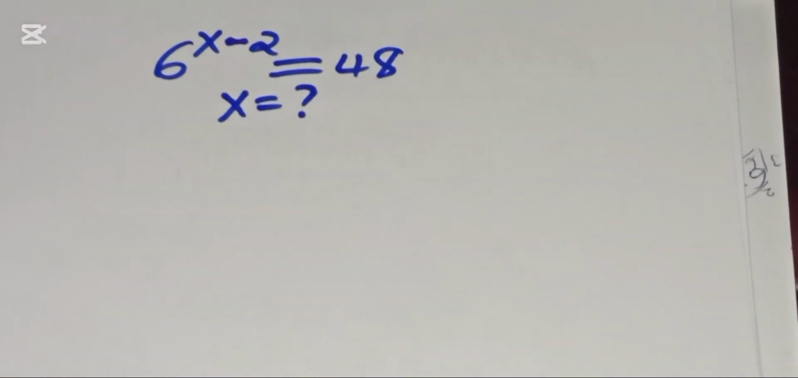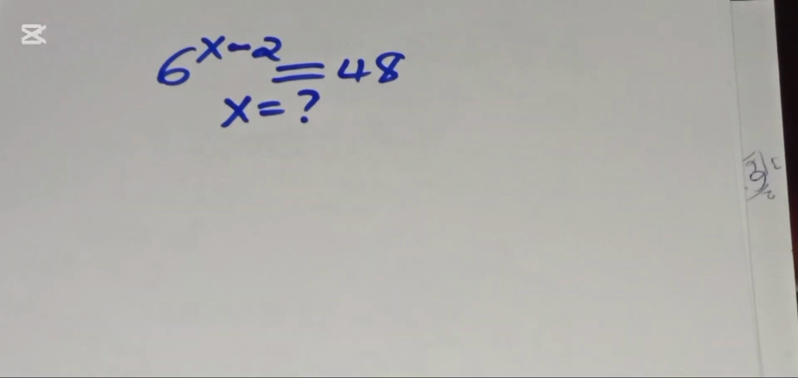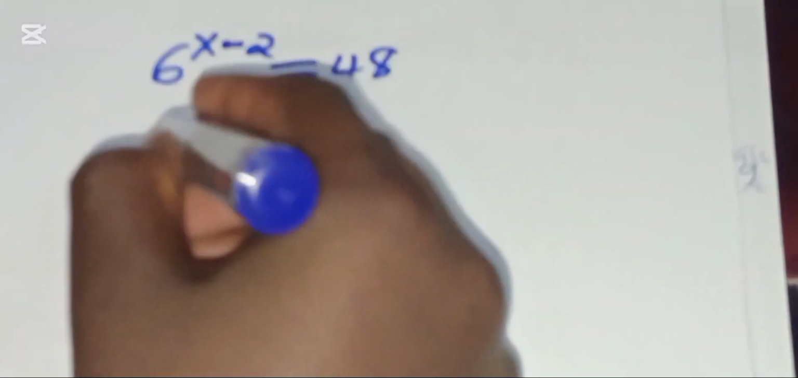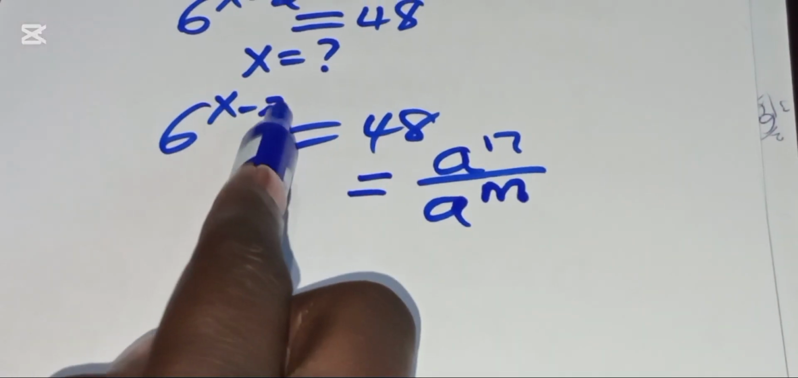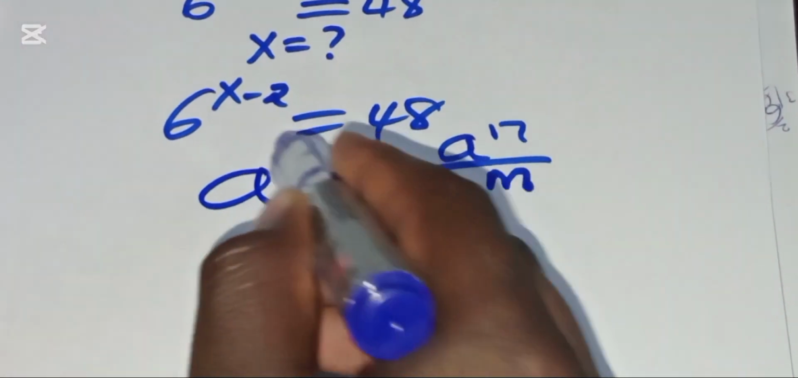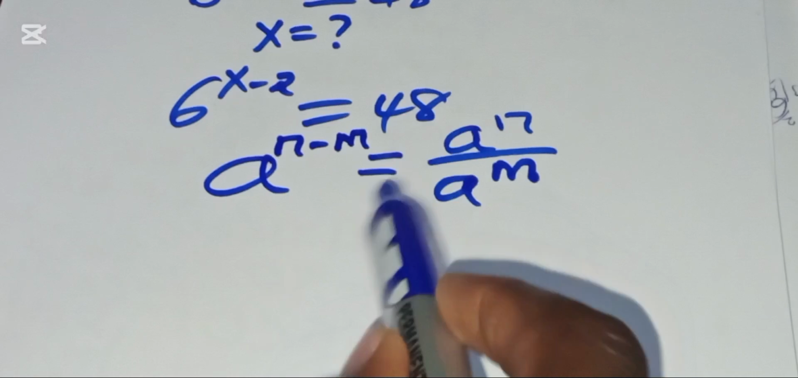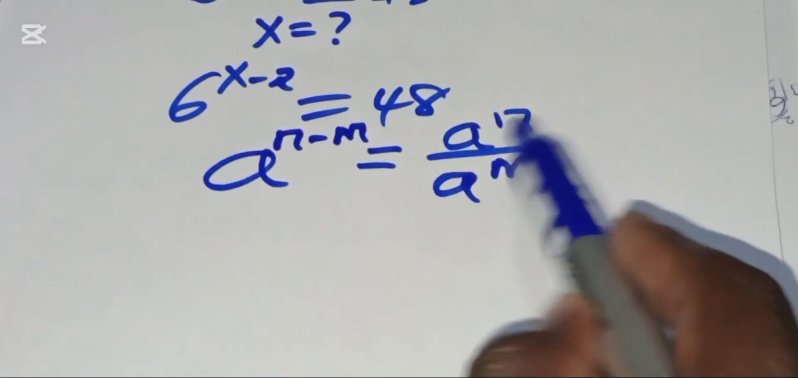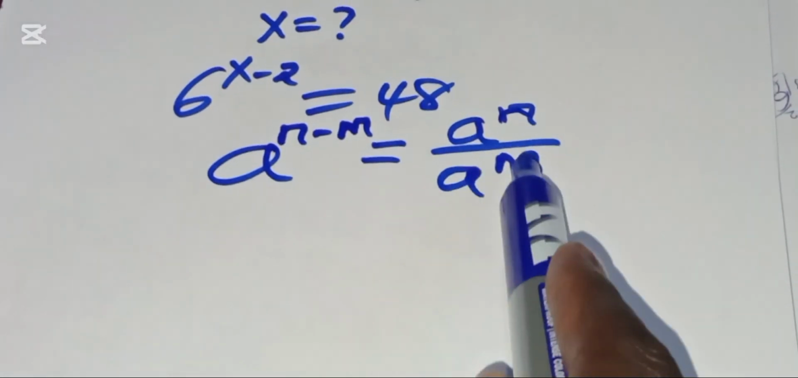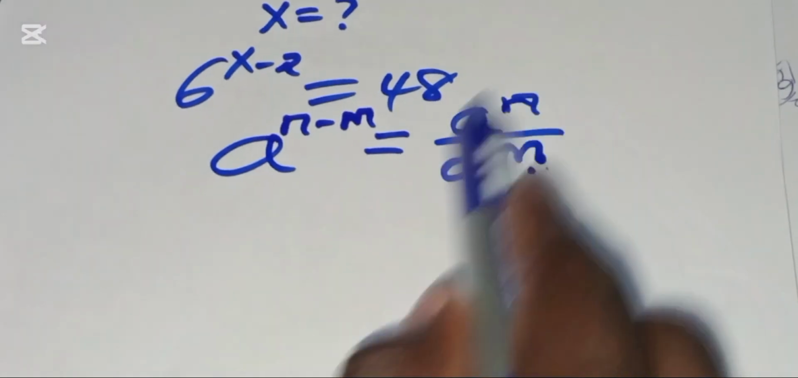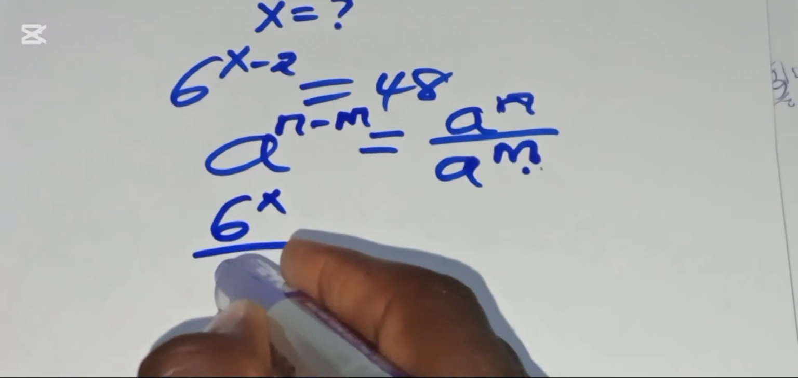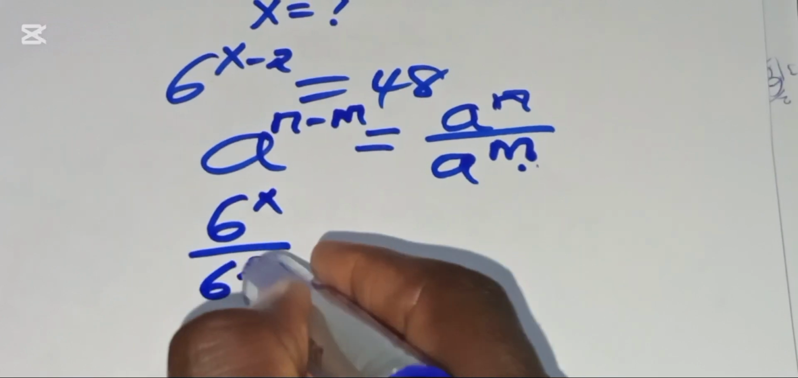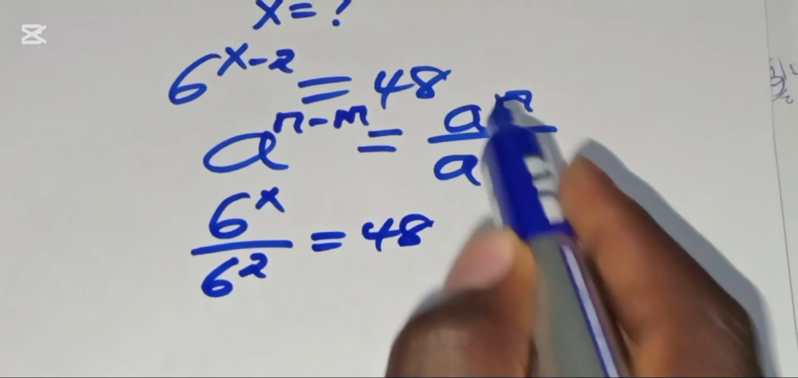Let's provide a solution given this nice exponential equation, which is 6 raised to power x minus 2. This is equal to 48. So we are saying that 6 raised to power x minus 2 is in the form of a raised to power n minus m, which is equal to a raised to power n divided by a raised to power m. So let's apply this property. We're going to have 6 raised to power x divided by 6 squared. This is equal to 48.